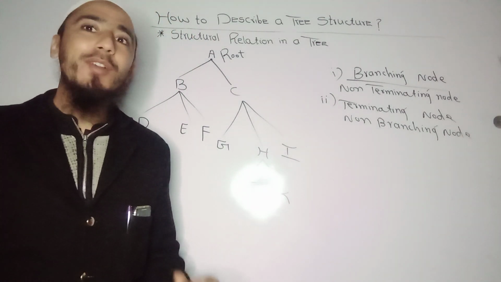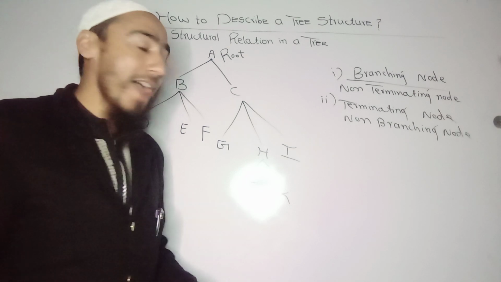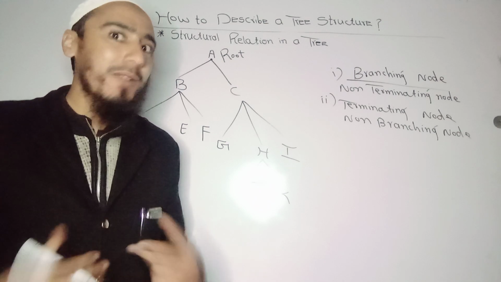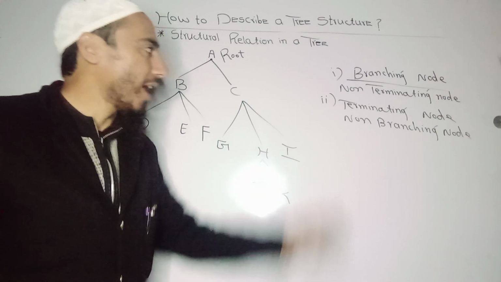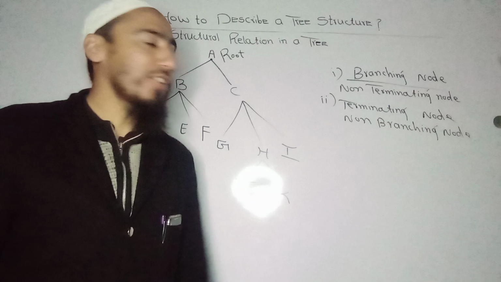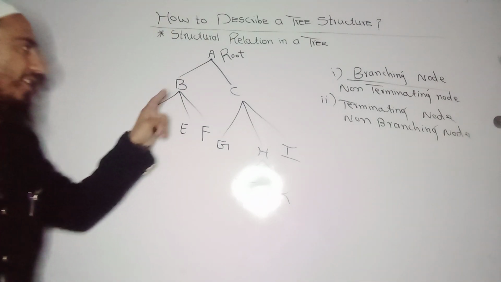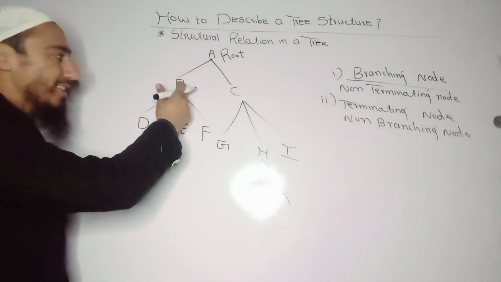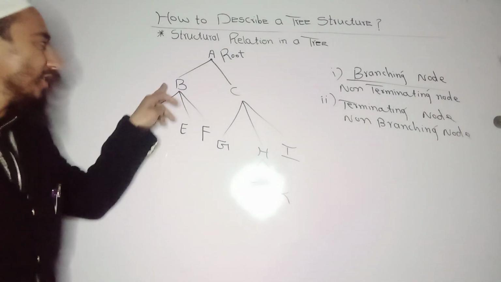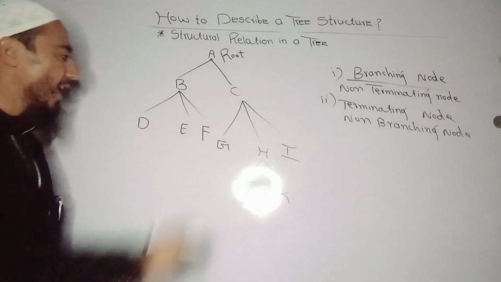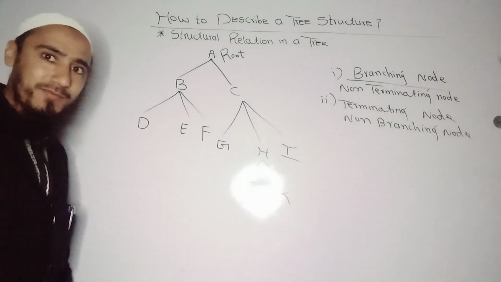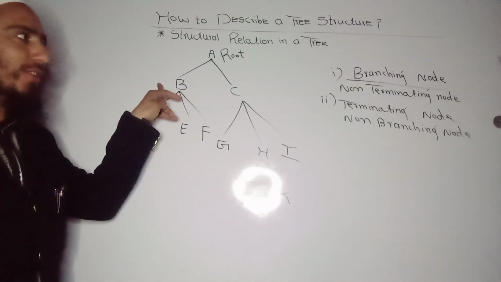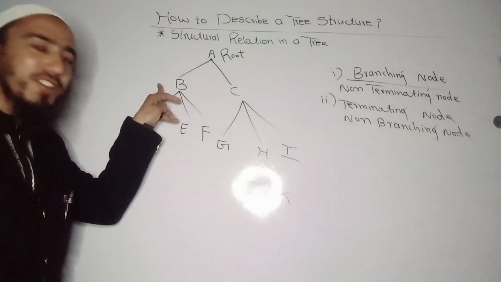Now let's come to what a branching node is. A branching node is a node which has further branches, and it is also known as a non-terminating node. For example, take this node which is NP. I have written B here just for understanding. Here you see this is a node and it has three branches. That's why it is called a branching node, and that's why it is called a non-terminating node.